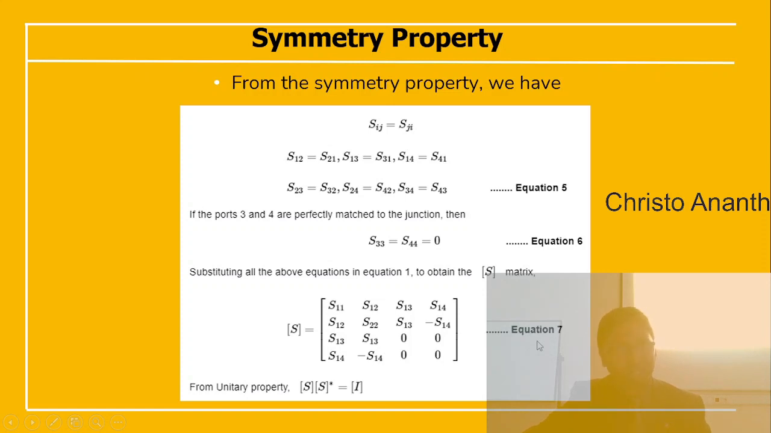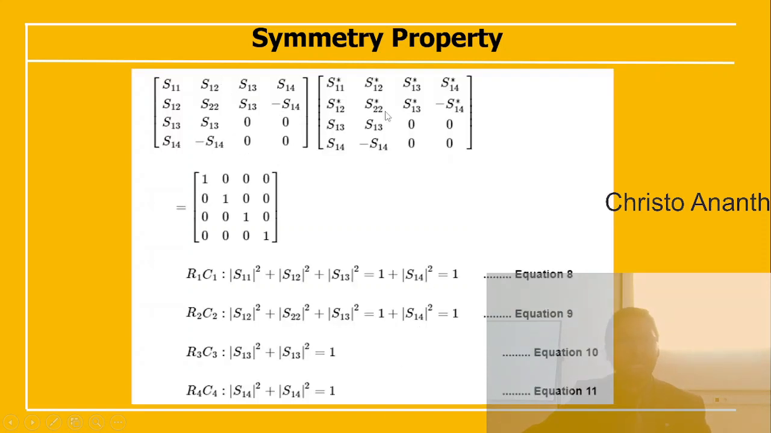By the unitary property, S multiplied by S conjugate equals I. So this scattering matrix we are going to repeat here, with its conjugate, equal to I. What is that I? The identity matrix: diagonal 1, and the remaining all 0. So we will go for this one.